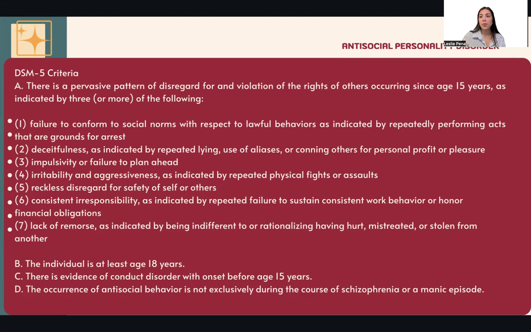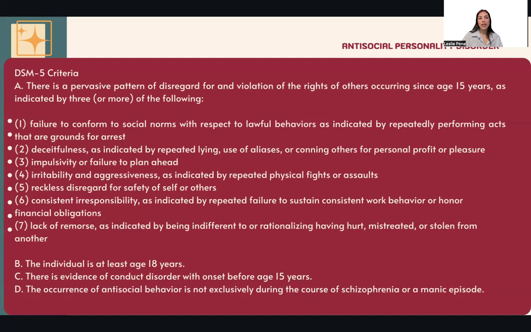So this is three or more of the following occurring since the age of 18. A would be failure to conform to social norms with respect to lawful behavior, as indicated by repeatedly performing acts that are grounds for arrest. Deceitfulness, as indicated by repeated lying, use of aliases, and conning other people for personal profit or pleasure.